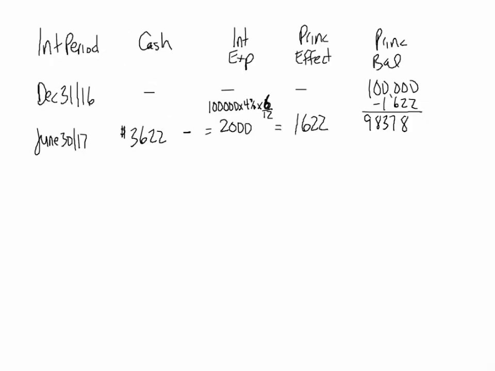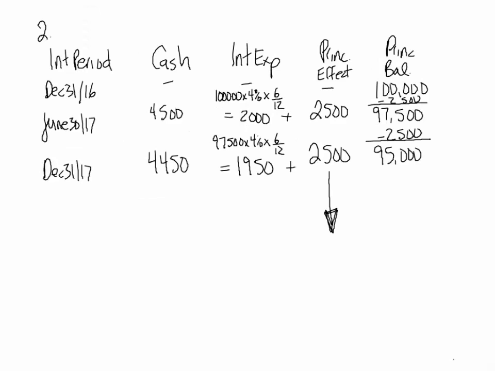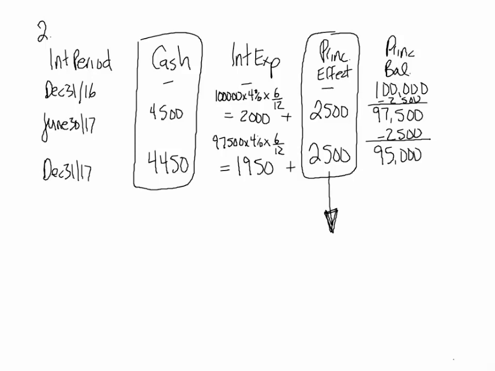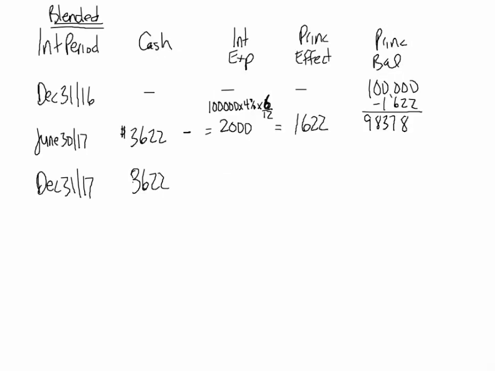Here we are, and remember, this is for blended. So now I'm at December 31st, 2017. Again, the cash amount is going to be $3,622. Contrast that to the fixed principal payment that we have right here. When we had the fixed principal payment, the principal effect was always the same, but the cash amount was continually changing. When we have the blended payments, it's the exact opposite. So the cash amount stays the same every single time. But my principal effect is going to change.